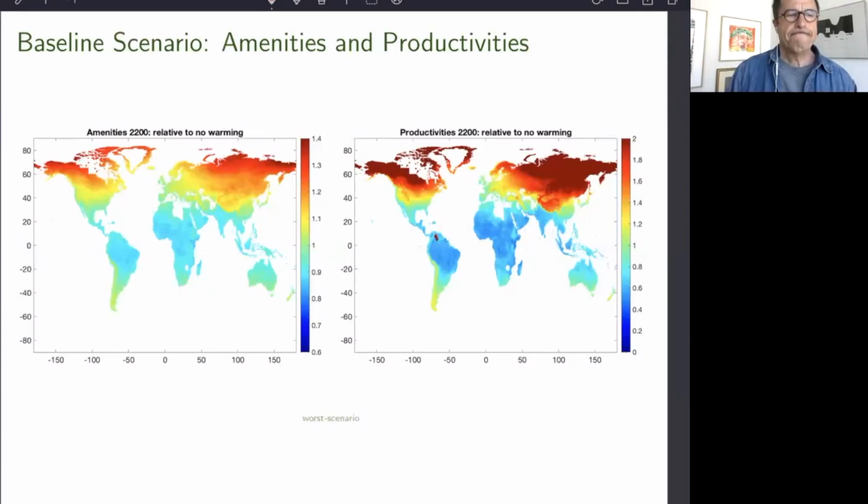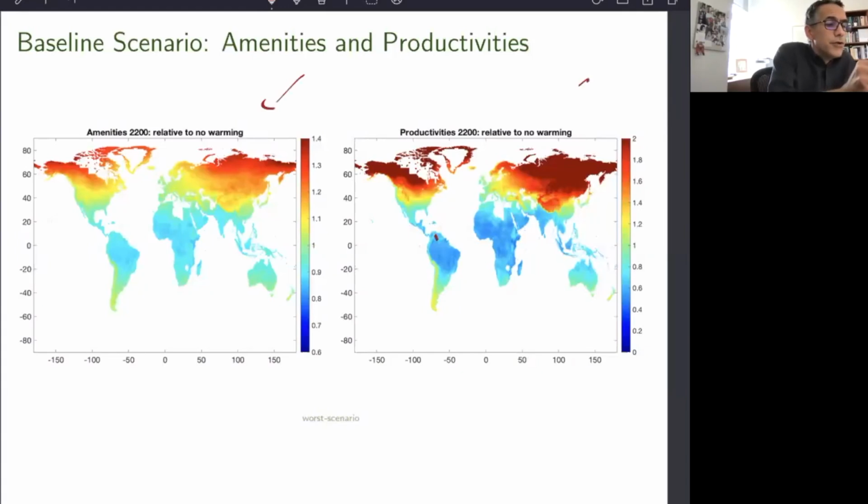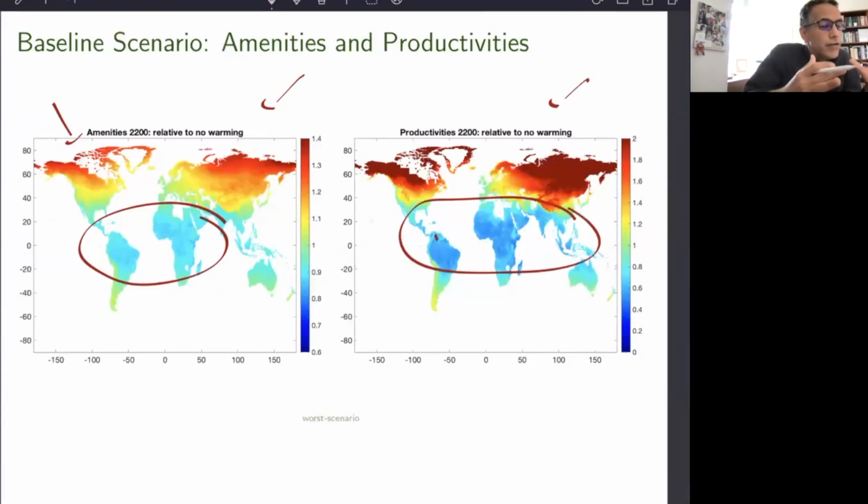Okay, so these are the effects on amenities and productivities in 2200 across the different parts of the world. You can see what you would expect, which is big positive effects in the northern latitudes, and negative effects on amenities in South America and Africa, particularly in productivity. You have a wider range that goes to India, Southeast Asia, parts of Central America.